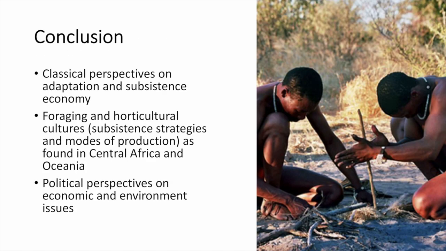In conclusion, we've been talking about the cultural and political ecology theories. Cultural ecology, a kind of classic perspective on adaptation and human subsistence. We talked about some of the classic examples of foraging and horticultural cultures, subsistence strategies, or modes of production, found in Central Africa and Oceania. And then we ended really thinking about political ecology and its perspective on things like those foraging and horticultural cultures, emphasizing the role of power, inequality, and injustice when we start thinking about economic and environmental issues.